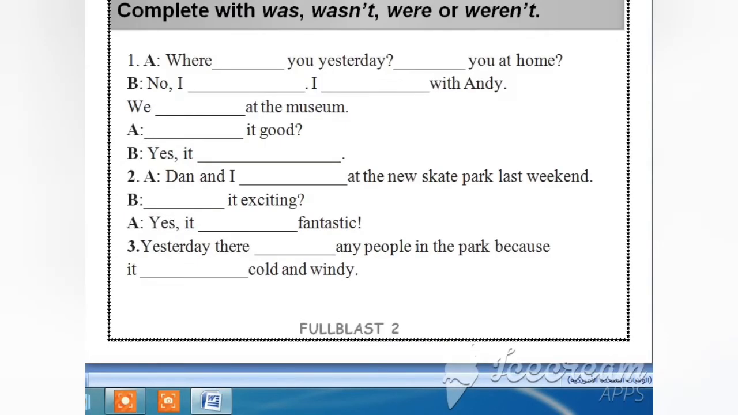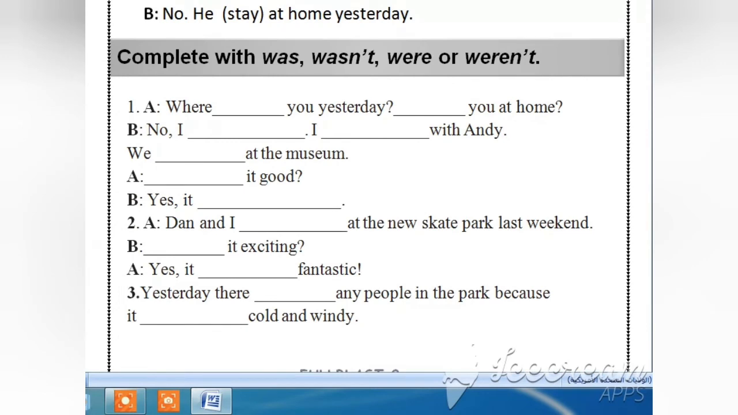Let's begin question number 2. Complete with was, wasn't, were, weren't. Of course, was and wasn't are used for the singular nouns or pronouns, but were and weren't are used for the plural pronouns. For number 1, where space you yesterday? The pronoun here is you, so we need to use were.